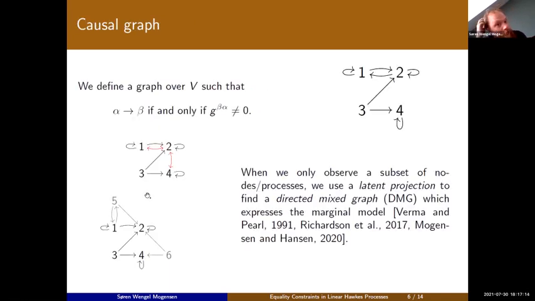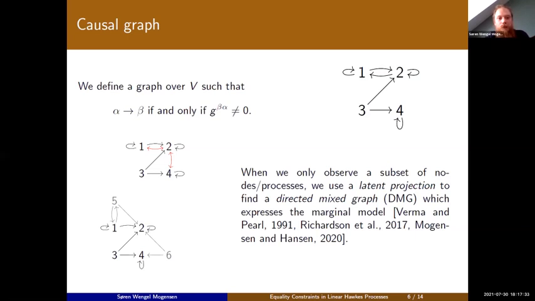Okay, so we want some kind of graphical representation of this, and I'm going to call that a causal graph. I'm going to postpone that towards the end of my talk. I'm going to give a sketch of a causal interpretation, so bear with me until then.